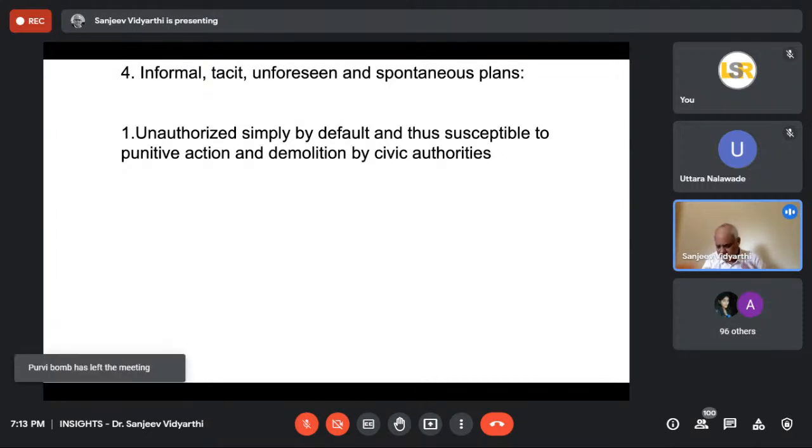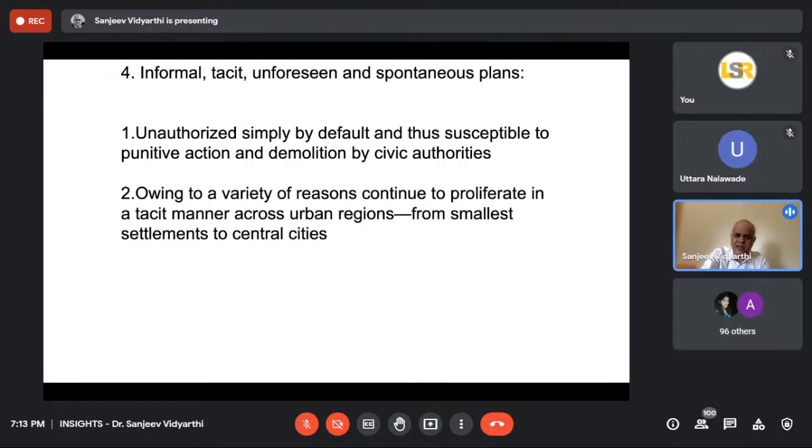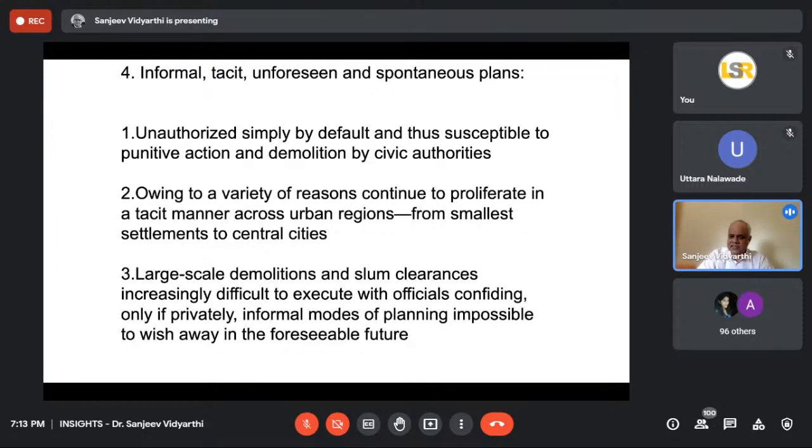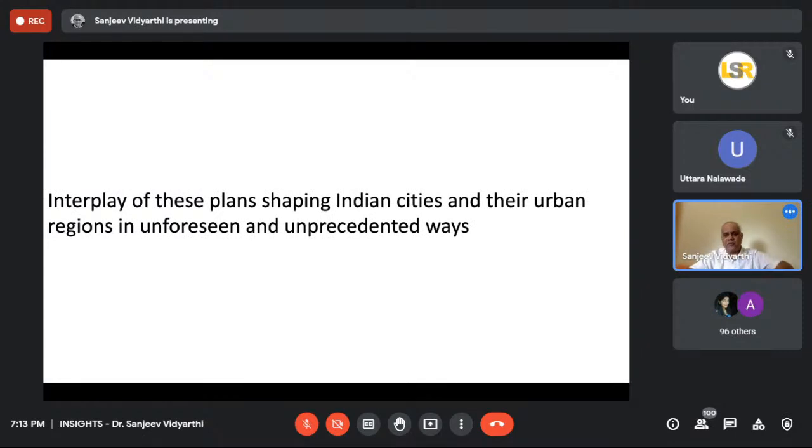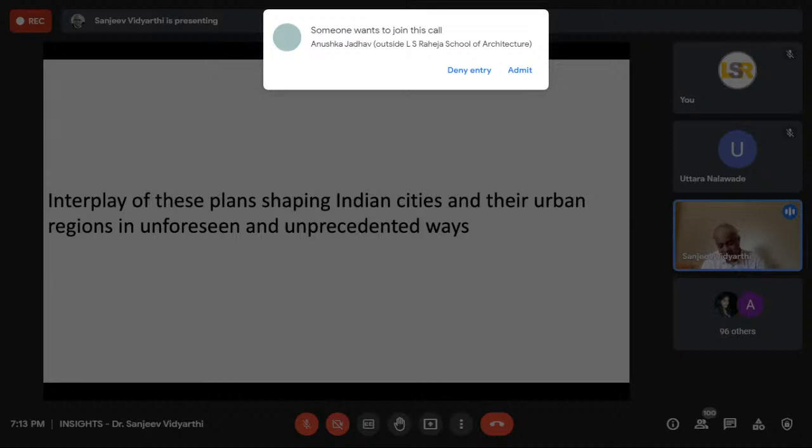It's a working community. It's blue-collar, productive. These are productive places. So, yes, spontaneous plans should also be paid attention to, and it's the four plans, the four different kinds that I was explaining. They interact with each other.